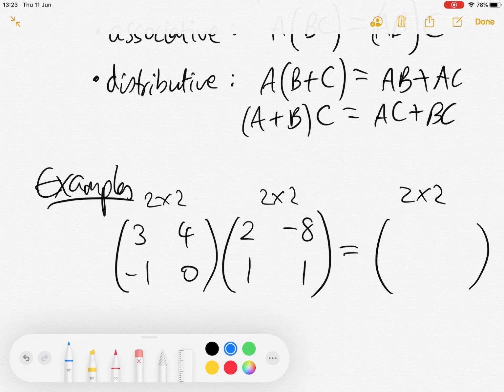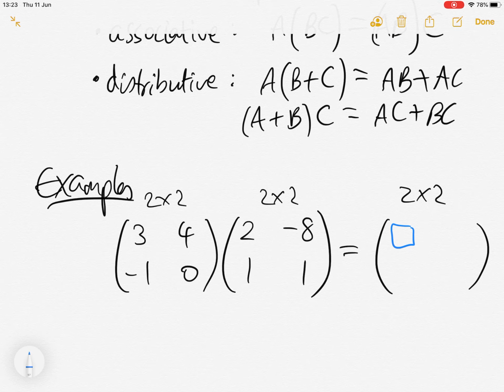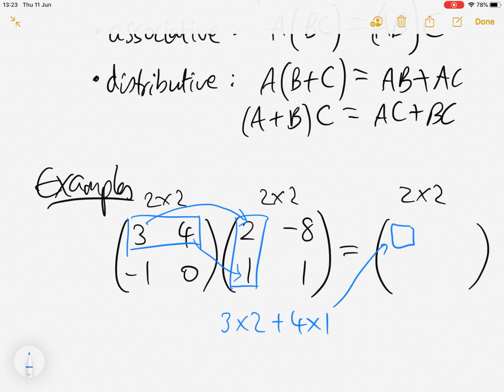Now, to get the first entry in the answer, this entry in the blue box is in the first row and the first column of the answer. So what we do is we take the first row of the first matrix and the first column of the second matrix. And then we do 3 times 2 plus 4 times 1. So the thing that goes here is this times this plus this times this. Well, that's 6 plus 4, so that's 10. So 10 is the first entry in the answer.